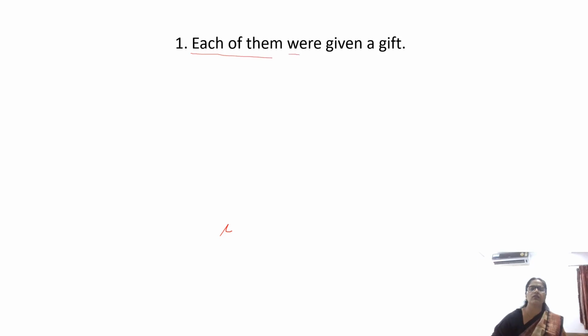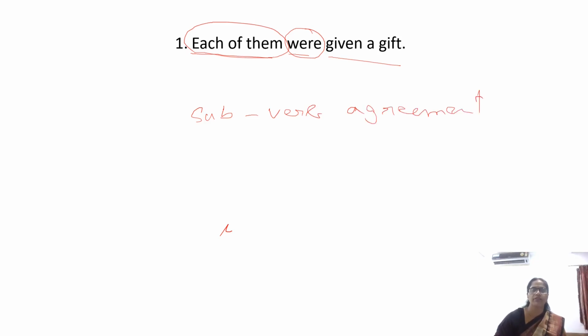Each of them were given a gift. Subject verb agreement. Each of them, right? As we discussed earlier, each of them, any of them, neither of, each of, any of, all these are singular subjects. So here each of them is our singular subject, and takes a singular verb. The singular form of were is was. Each of them was given a gift is the correct answer.